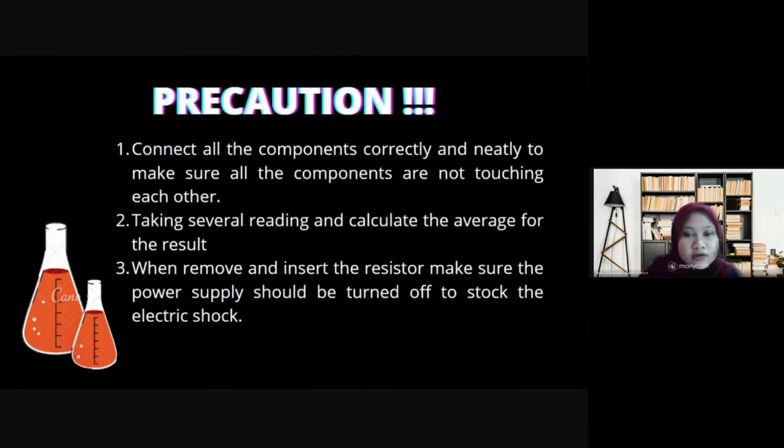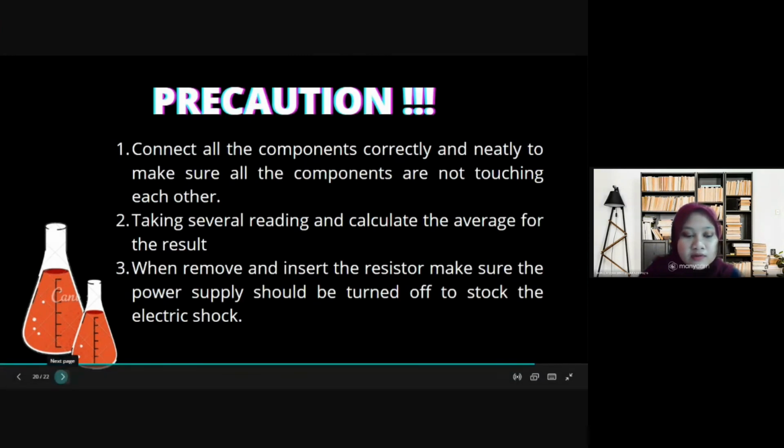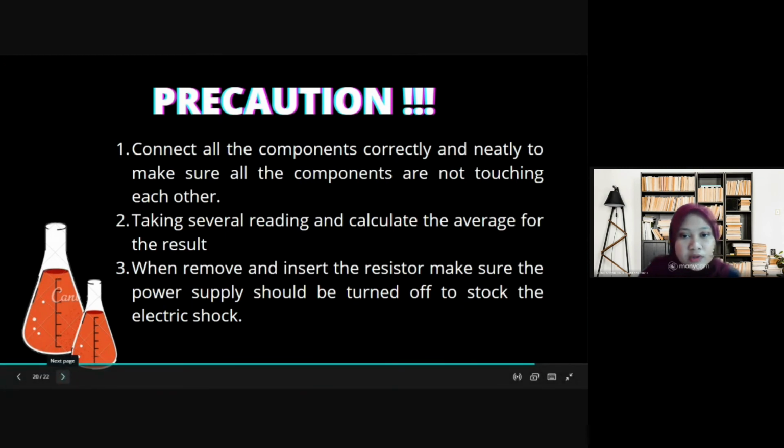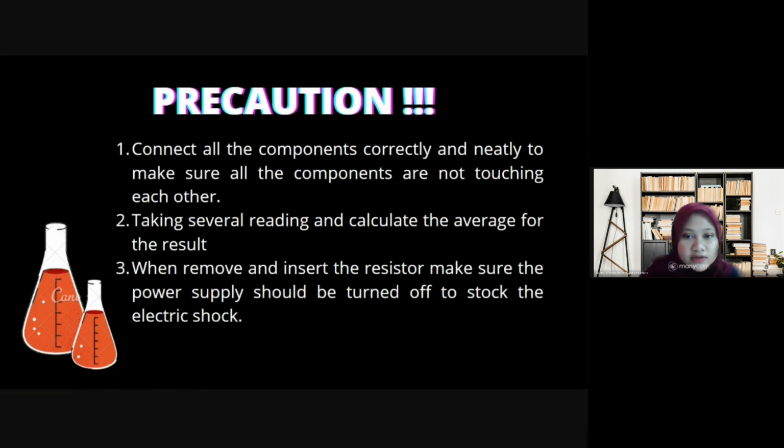Next, during the experiment, we need to follow all the precautions. The first one is that we need to connect all the components correctly and neatly, making sure the components are not touching each other on the board. Second, we need to take several readings and calculate the average to get an accurate result. The last one is very important: when we remove and insert the resistor, we must make sure the power supply is turned off to prevent electric shock. This is very important to follow when conducting the experiment. Next, for the conclusion, I will pass to my group members.